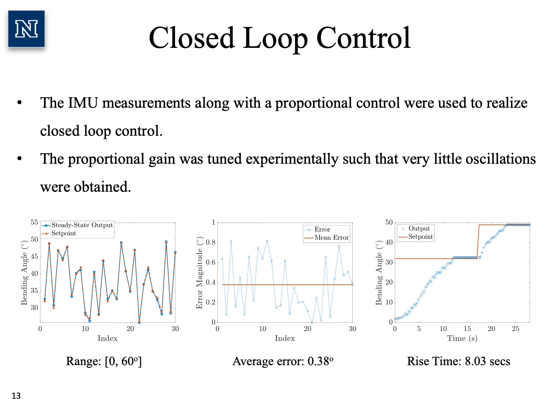As it can be seen, decent results were obtained with the average control error being 0.38 degrees. Furthermore, the inclusion of closed loop control reduced the control error by nearly half in comparison to the open loop control. The rise time of the manipulator was found to be 8.03 seconds. The friction between the strings and the silicone could play a role in the response time of the manipulator. However, studying the dynamic response of the proposed manipulator was beyond the scope of this study and will be addressed as a part of future work.